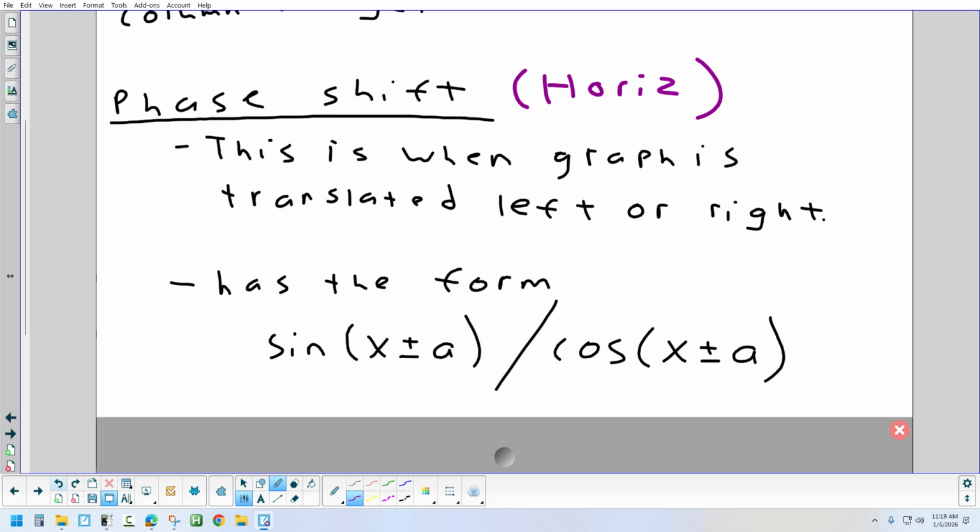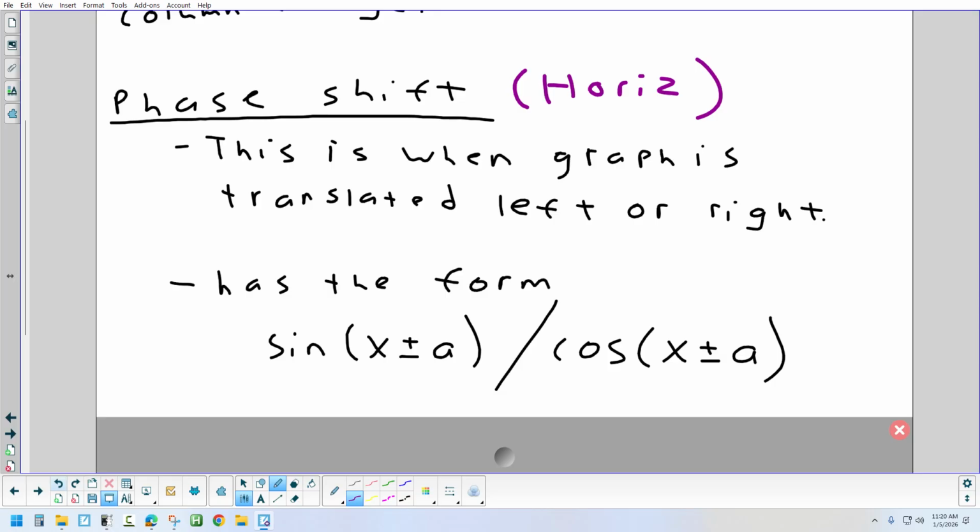And just like all horizontal transformations, it is backwards. So if you add, it's going to shift the graph which way? Left. So when you add, it's actually moving left, which means all the x's are moving towards the negative direction, like they're getting smaller. How about when you subtract? Yep, it goes right. If the graph shifts to the right, the x values are actually getting bigger. So that's just something we have to remember.